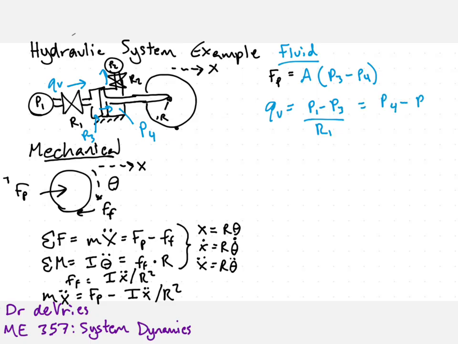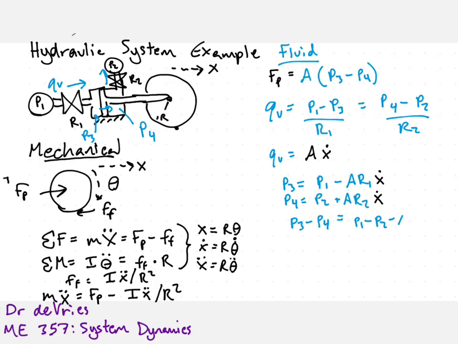Now, our volumetric flow rate is going to be equal to the difference between the pressures divided by the resistors of the valves, and it's also going to be equal to A times x dot, just like the example on the previous page. Now, using these two equations, we can now represent P3 and P4 in terms of P1 and x dot as our variables, and we can represent the difference between them in terms of P1, P2, and here we have A(R1 plus R2), and we need to add an x dot there. Let's see if I was smart enough to do that. I was. There we go.